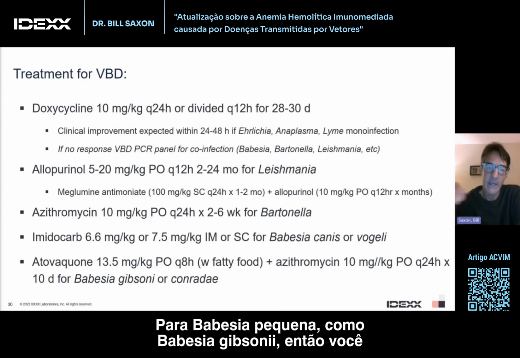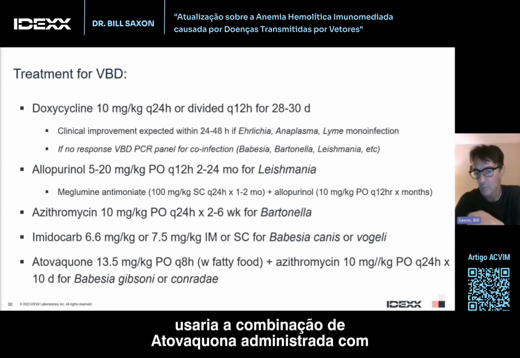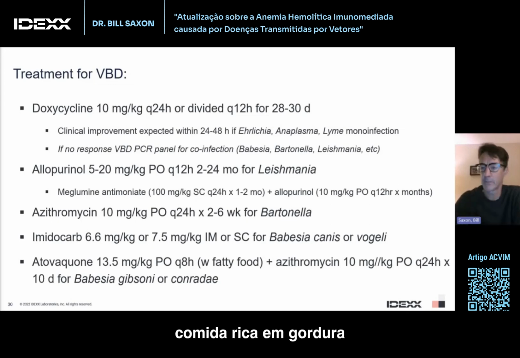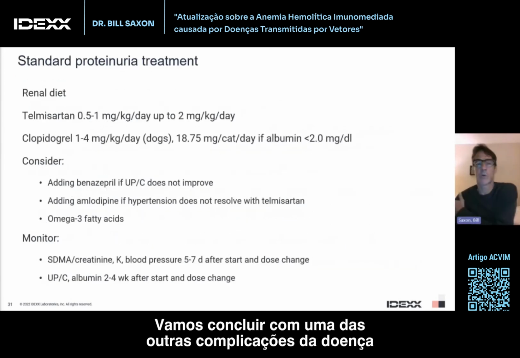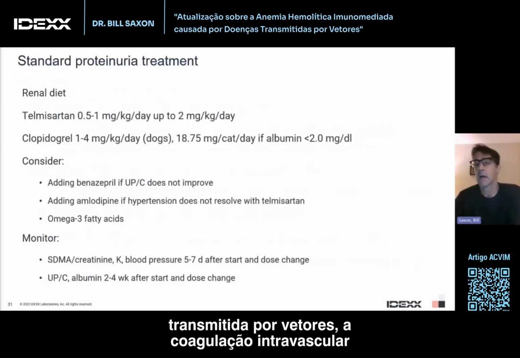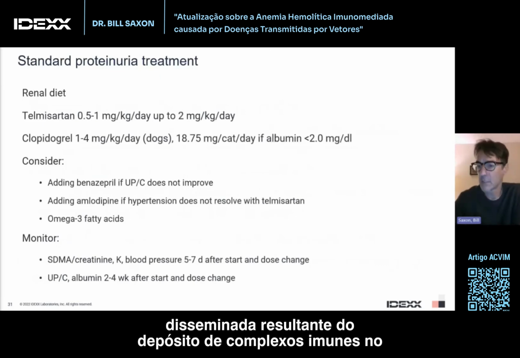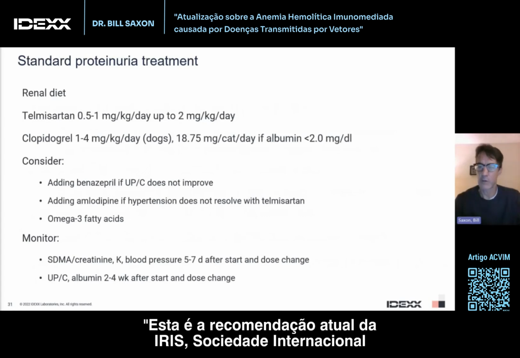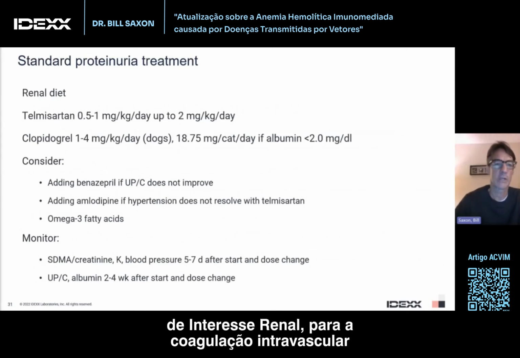For small Babesia, like Babesia gibsoni, you would use the combination of atovaquone with high-fat food and azithromycin. We'll just finish up with one of the other complications of vector-borne disease, proteinuria from the immune complexes depositing in the glomerulus. This is the current recommendation per the IRIS, International Renal Interest Society, for proteinuria.